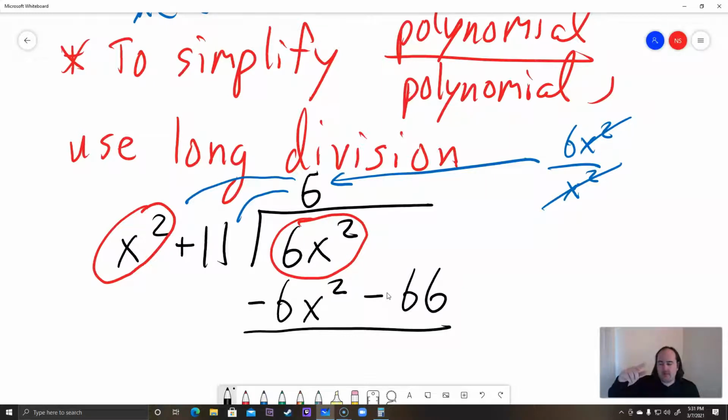Okay, and then you can just add straight down. So adding straight down, these cancel out. 6x squared minus 6x squared is 0. And then over here it's 0 minus 66, which is negative 66. And because x squared does not go into negative 66, that means negative 66 is our remainder. So this negative 66 is the remainder.